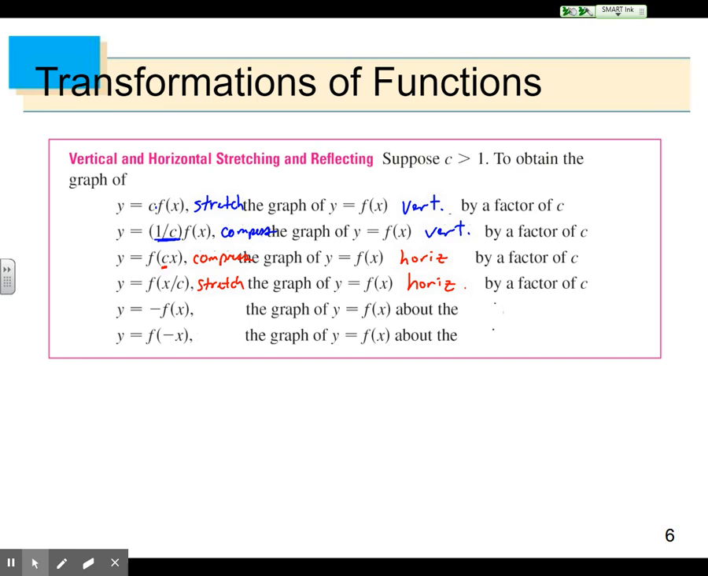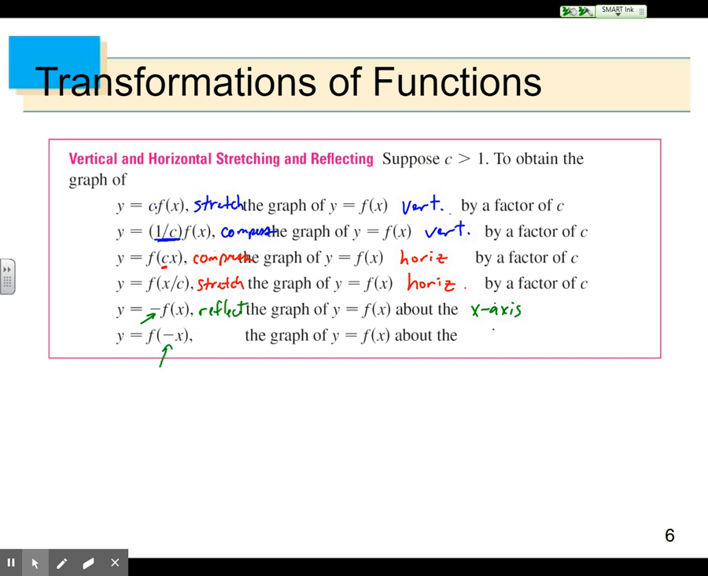Reflections follow suit. All right, that negative sign is outside. Okay, so everything outside the function messes with it vertically. I'm going to reflect this graph vertically, so that'd be about the x-axis, and it reflects it.